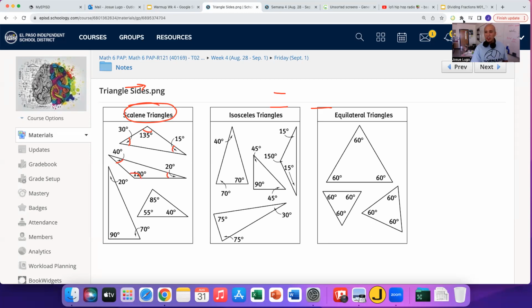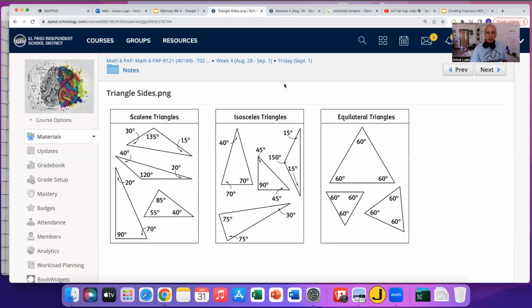And so given that, ladies and gentlemen, that means that all of the sides are going to be different from one another. All the sides, so this side will be different than this side, which will be different than this side. And this one down here, this side is different than this side, which is different than this bottom side. So these are all examples of scalene triangles. Remember, we're looking at the sides.